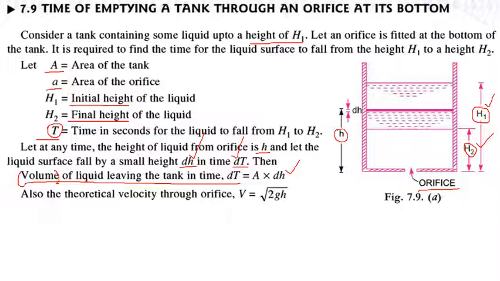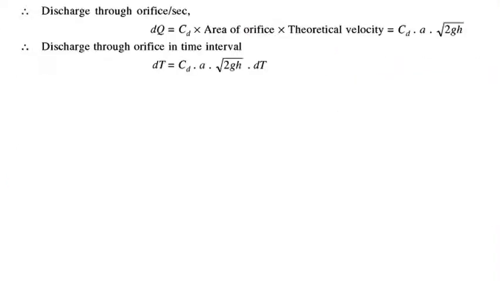The theoretical velocity through the orifice V is equal to square root of 2gh. This we already know. Discharge through the orifice per second is dq, a small quantity, which is CD into area into theoretical velocity. This we already know. So dq is equal to CD into a into square root of 2gh. Discharge through the orifice in time interval dt is CD into a into square root of 2gh into dt. So this was per second, and this is in time interval dt.